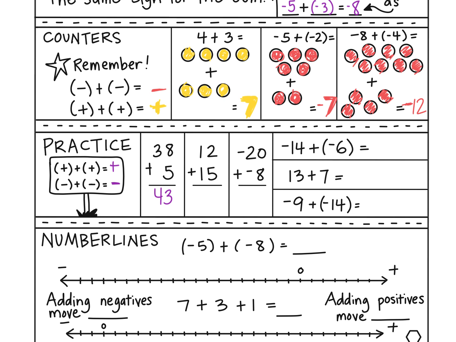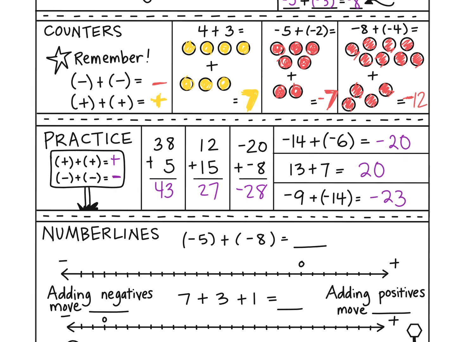You know it. Okay, 12 plus 15. 27. Negative 20 plus negative 8. Very good. Y'all are so smart. Okay, negative 14 plus negative 6. Yes. 13 plus 7. Negative 9 plus negative 14. Negative 23. Very good. Okay, how will this look on a number line?